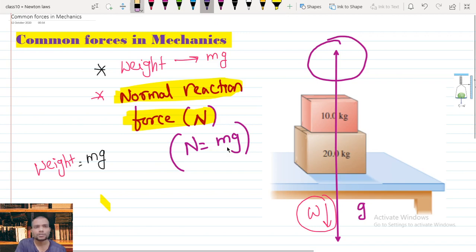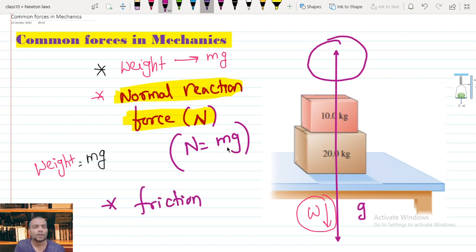And the third force, which is something we know, I can take as friction. Yeah, we studied much more about friction. Between the objects and the surface there is a force of friction. The friction always acts. So friction is the third force which is acting in mechanics.